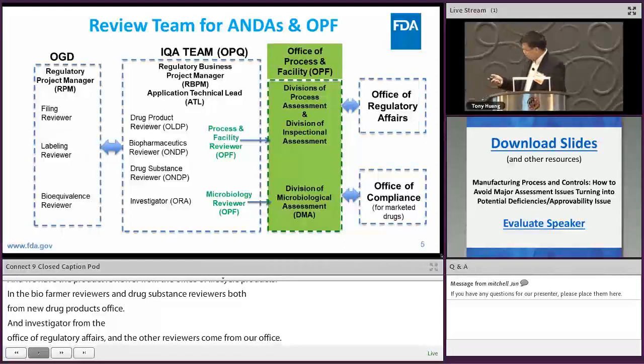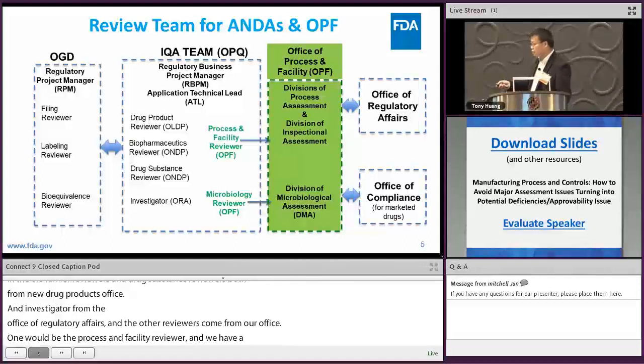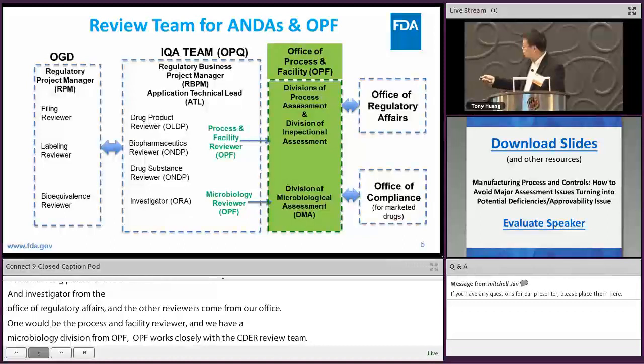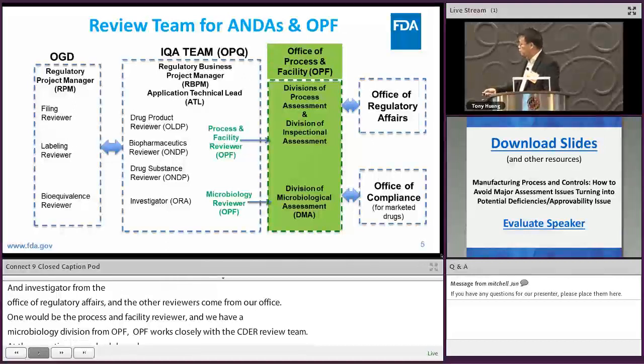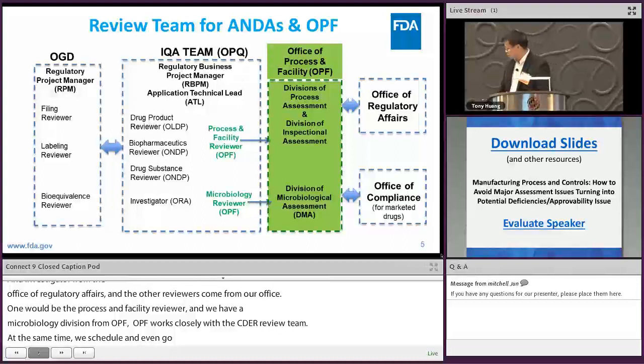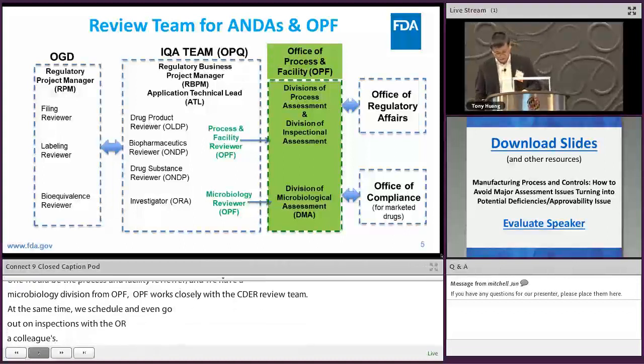So OPF works closely with the CDER review team. And at the same time, we schedule and even go out on inspections with the ORA colleagues for PAIs and POAIs. And in certain circumstances, we also work with Office of Compliance for CGMP issues and some marketed drugs as well.